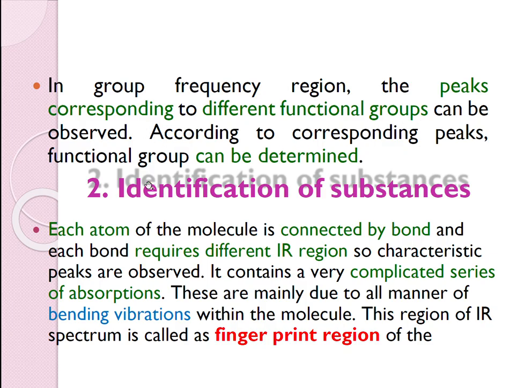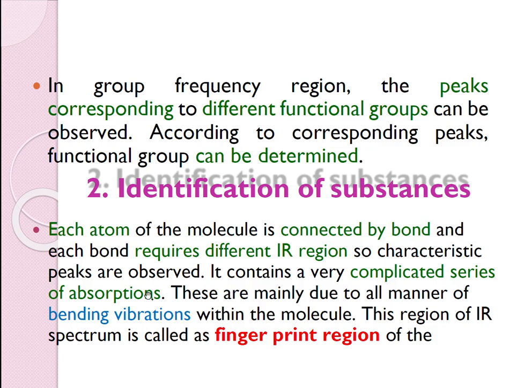According to the corresponding peaks, the functional group can be determined. So by understanding the peak or its nature, we can easily understand the availability of any functional group. Then identification of substance. Each atom of the molecule is connected by a bond, and each bond absorbs in different IR regions, so characteristic peaks are observed.